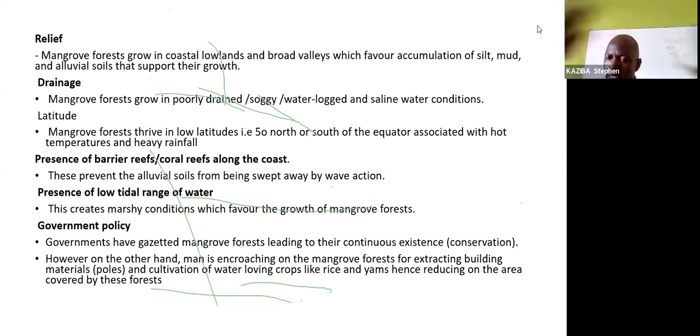When you're done with factors under climate, then you say, however, there are other factors. Now bring in other factors and explain them very well. I hope I've answered your question. Then Vanunji, you can also ask your question if I continue.